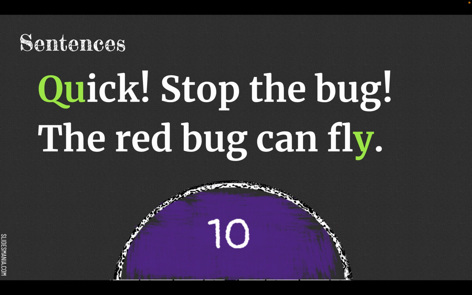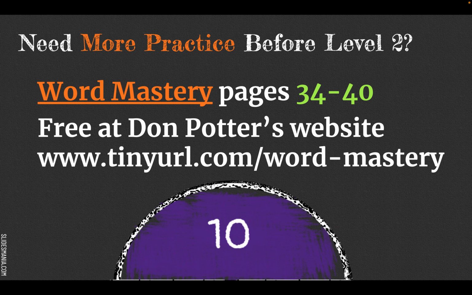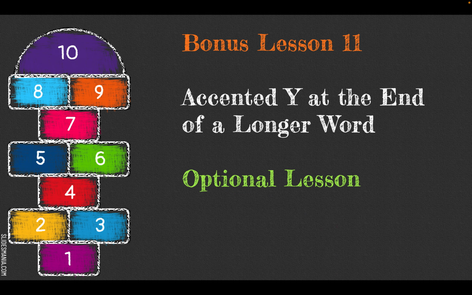Be sure to stick around if you're doing well with these lessons to bonus lesson 11. However, if you have a younger student or one who's still struggling, then I would not do the bonus lesson at this point. So you can get extra practice with the long Y sound. Go download Word Mastery from Don Potter's website. I think this is covered on pages 34 through 40, but I might have put the wrong pages there. Okay, so if you are doing well and want to understand why we've been practicing these nonsense letters, you can learn about the accented Y at the end of a longer word. If, however, you are still struggling, go ahead and just skip this lesson.